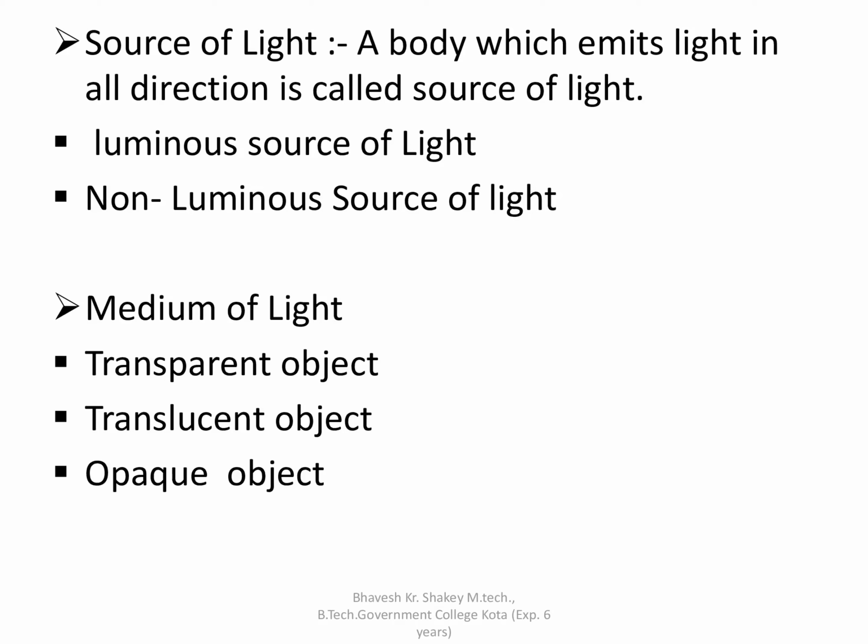Any substance through which light can travel or tends to travel, we define it as a medium of light. Now the medium of light can be divided into three further parts. One is called transparent object, the second one is called translucent object, and the last one is called opaque object. One by one we can see what happens in these objects. What happens in a transparent object, as the name shows, is that in these kinds of objects the light passes through them.